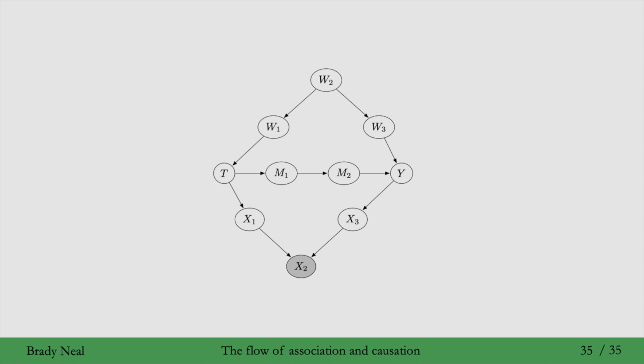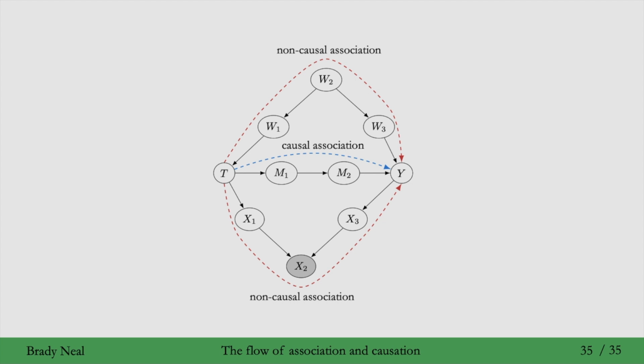So if we look at the big graph that we saw 2 slides ago and we condition on the collider x2 here, we can see that association flows along all of these paths. And only the middle path through the m's here is how causal association or causation flows. The rest of these other paths are non-causal association. And this flow of non-causal association from T to Y is why association is not causation.